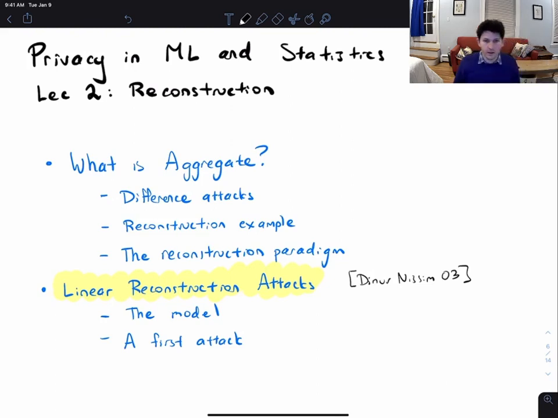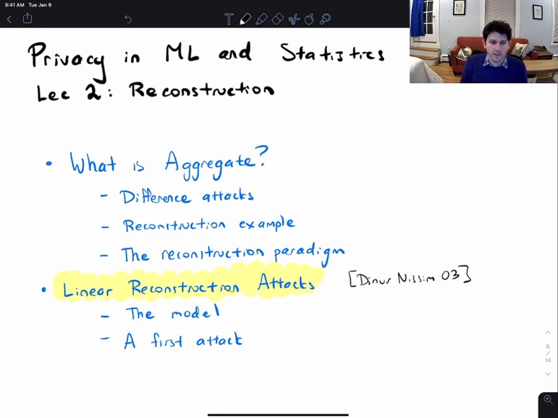So now that we're back, we're going to talk about a specific category of reconstruction attacks that we can analyze mathematically and say nice things about, called linear reconstruction attacks. These were introduced in a really beautiful and influential paper by Irit Zinur and Kobi Nissim in 2003 that really inspired a lot of what we're going to talk about in this class.